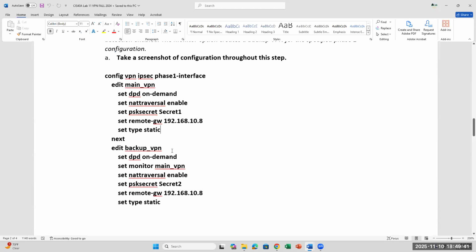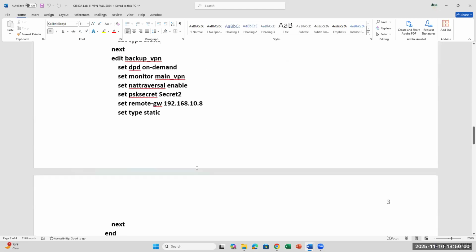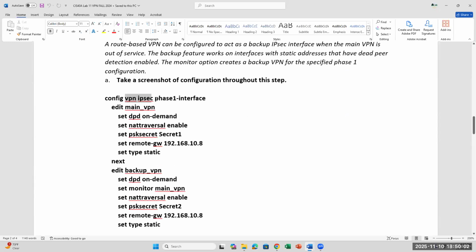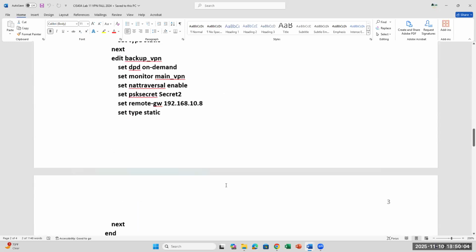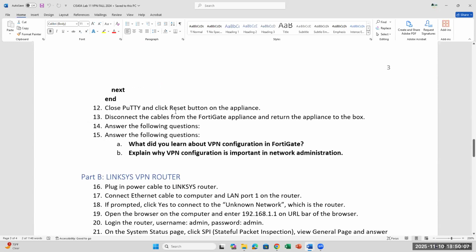Then you're going to create another VPN called the backup VPN, and another secret key, and set up the gateway for it. Why do I do a backup VPN? In case my first VPN fails, I have a backup VPN so people can connect. Understand? So you're going to set up your VPN, and notice that we're using IPsec. Okay? Then we're done with that. Close PuTTY. Reset. So shut it down. Press the reset button for the next person so that way they don't have a problem.